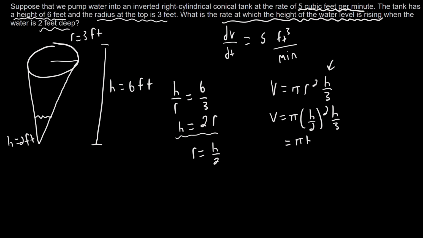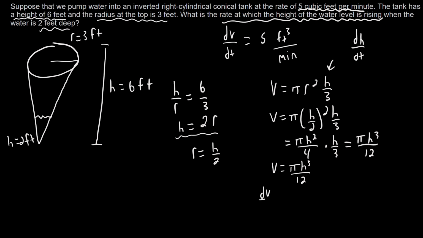and we can sub that in. And let's simplify. h squared over 4 times h over 3. So that's pi h cubed over 12. So let's write that over here. Now we're looking for dh over dt, so we're going to differentiate with respect to time on both sides. So 3 pi h squared over 12 times dh over dt. And we could rearrange for dh over dt.